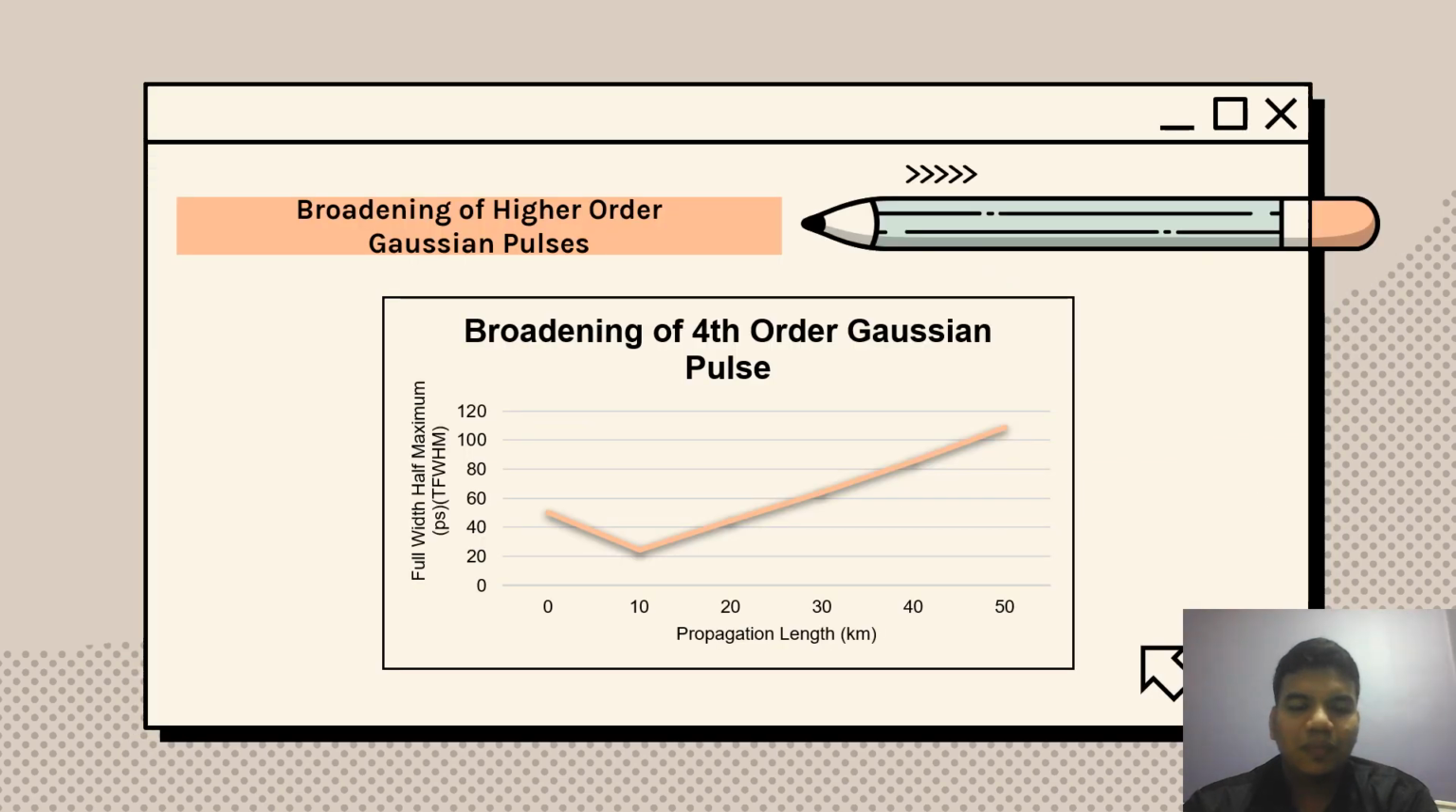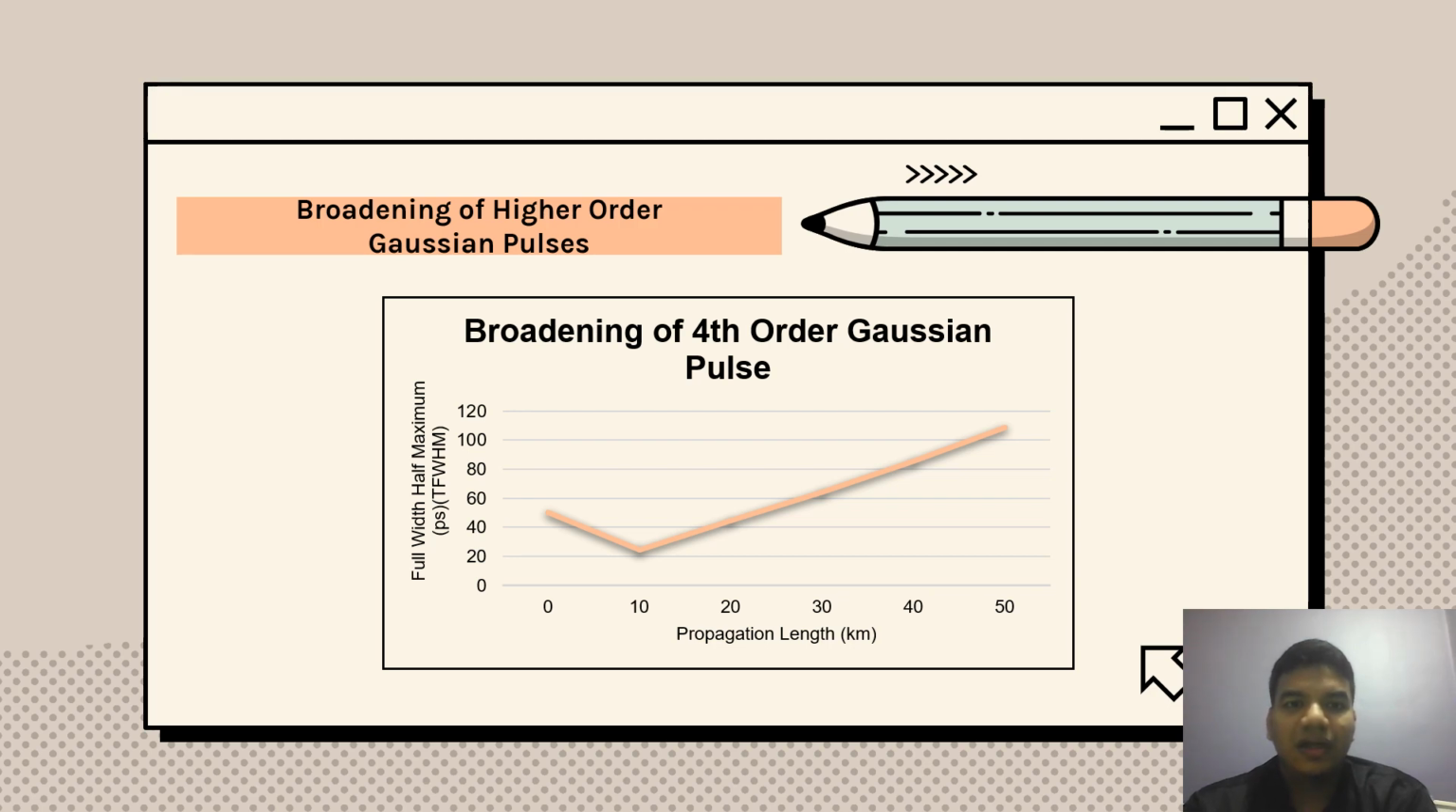Next, we plot the output, the full width half maximum versus the propagation length. So for this graph, when the Gaussian pulse is increased to the fourth order, at first the pulse compresses and at a certain distance, in this experiment 10 km, the pulse broadens linearly as the distance increases.